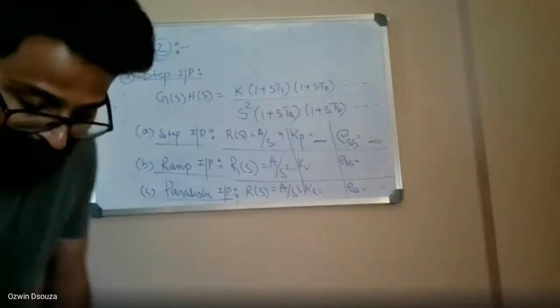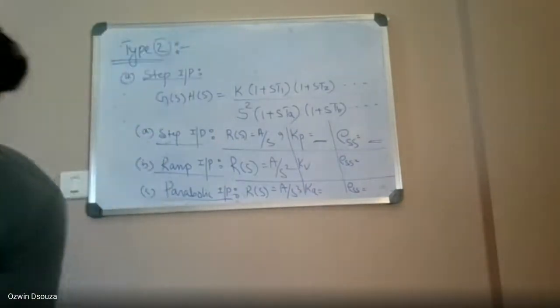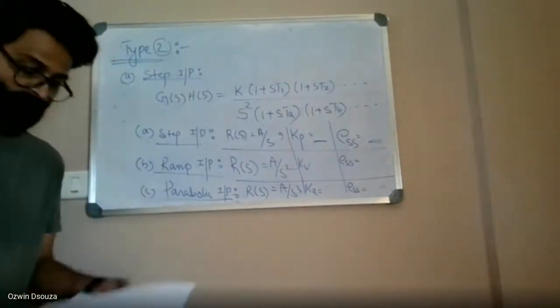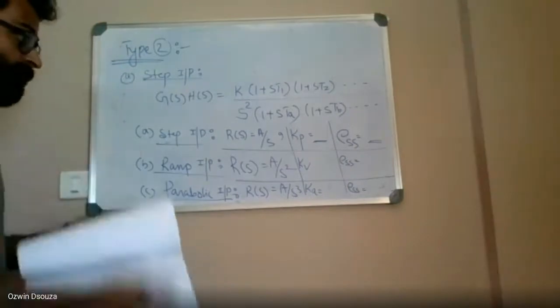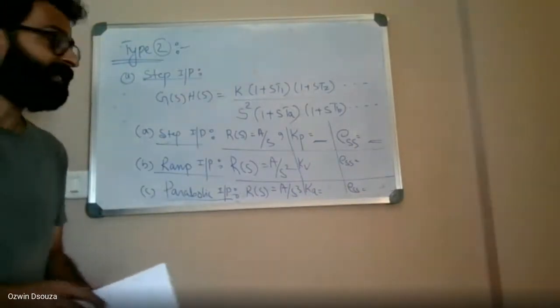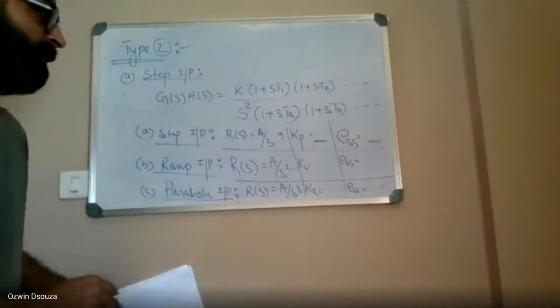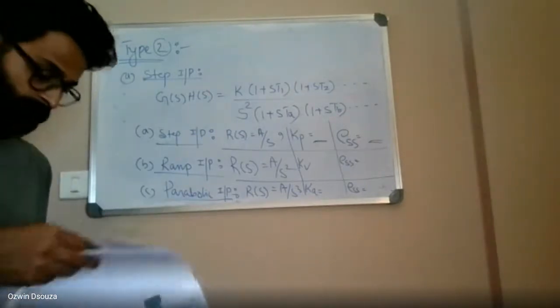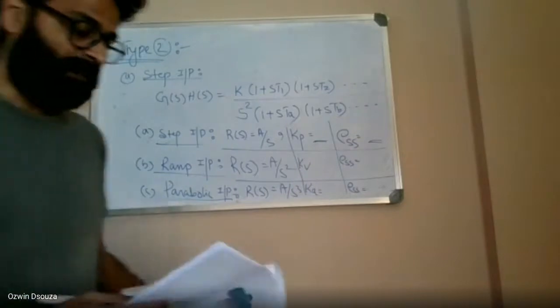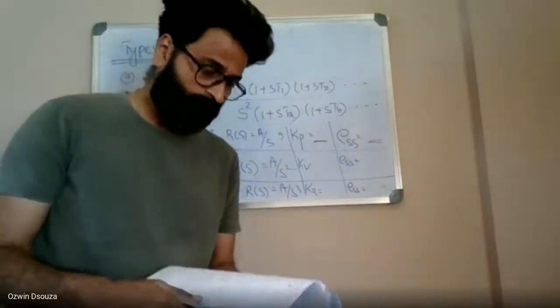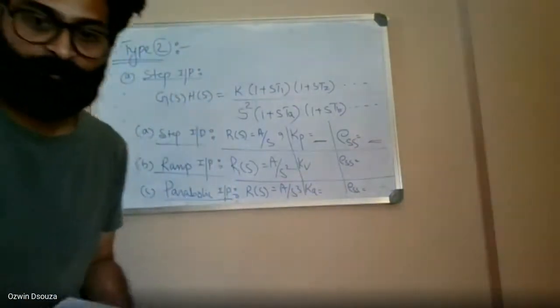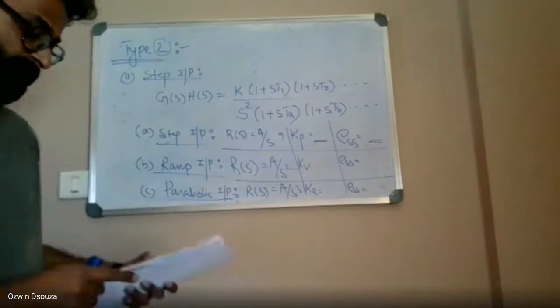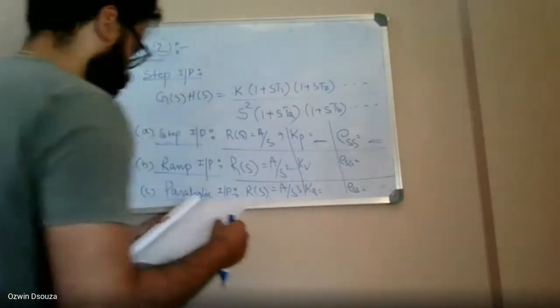Take about, say, 1 or 2 minutes of time and check what sort of static error coefficients you are going to get and what kind of steady state error you are going to get. So today I'll be circulating the notes of module 3, that is time response of system.